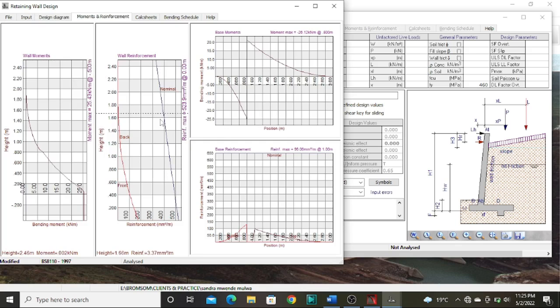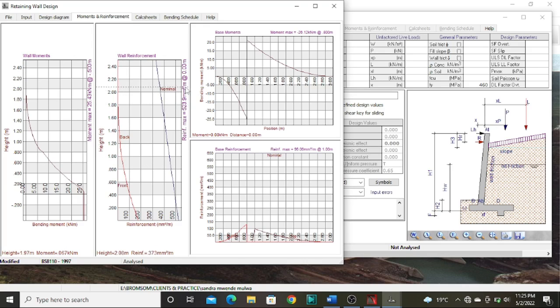You move to moments and reinforcement. At this section, it gives you the moments, and you can move your cursor, and it will give you the height and the moment as you move your cursor. But down here, it highlights for you the maximum moment, and it also shows you the position at which the moment is maximum. Wall reinforcement is also required here.